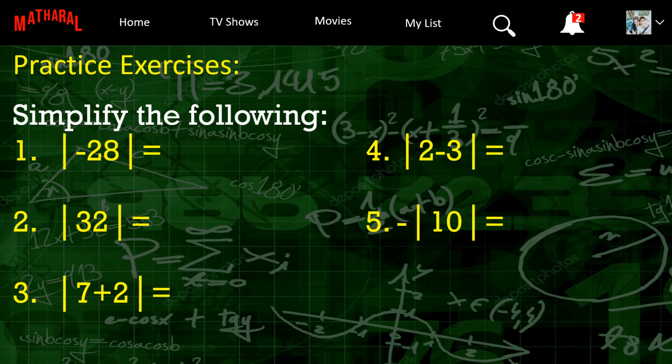Okay, the absolute value of 28 is the number itself with positive sign. That is positive 28. The absolute value of 32 is 32. The absolute value of 7 plus 2 is 9. All you have to do is to take the sum of 7 plus 2 and that is 9. What is the absolute value of 9? It is 9 also. Okay, positive 9. Ayan. So, ito, 28. Lagyan po natin label para mas matandaan po.